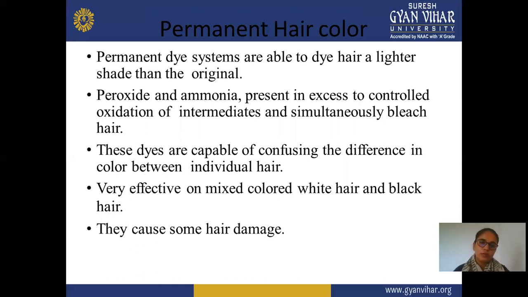And peroxide and ammonia are present in excess to control the oxidation of intermediate and simultaneously bleach the hair. Means in this, there are some chemicals present which help to control the oxidation of these chemicals. Peroxide and ammonia are present in excess, and they are responsible for controlling the oxidation of intermediate and simultaneously bleaching the hair.